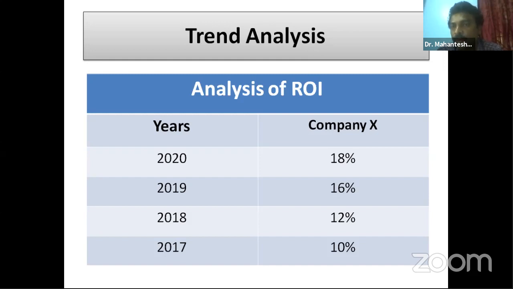Again, ROI is taken as an example. You can take any financial variable: sales, net profits, assets, share capital, reserves and surplus, any financial variable that is part of your P&L account and balance sheet can be used for making the trend analysis. Hope this concept is clear to you. Let me move on to the next one.